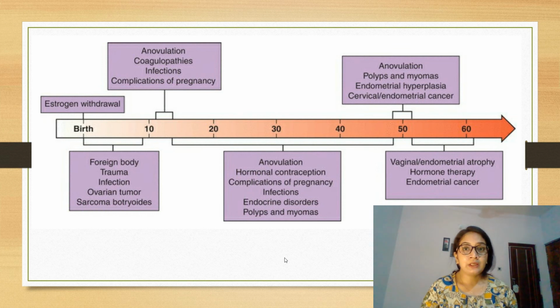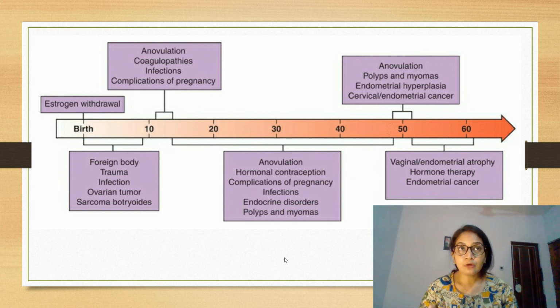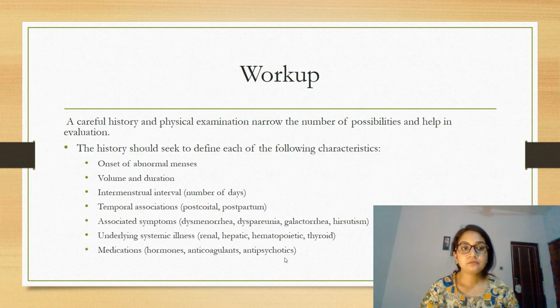Other causes are polyps and myomas, and especially when a woman transitions into her perimenopausal age group or around menopause, the more common causes are polyps, myoma, endometritis, that is the infection of the endometrium, and also hyperplasias, that is abnormal proliferation of our endometrium, and also cancers. So we need to do a detailed workup when we see a woman with abnormal uterine bleeding.